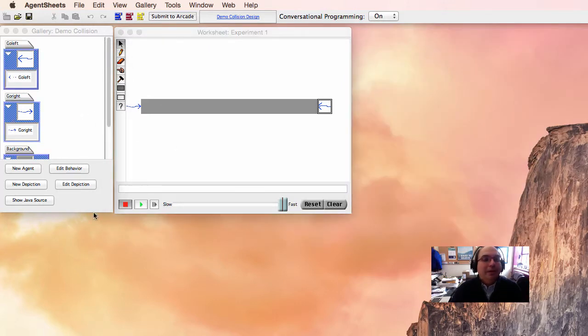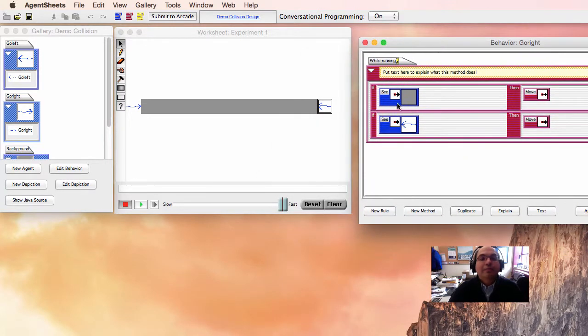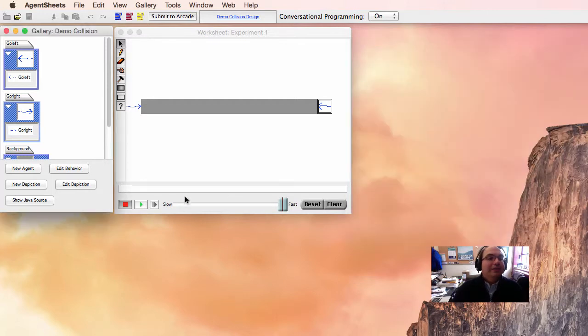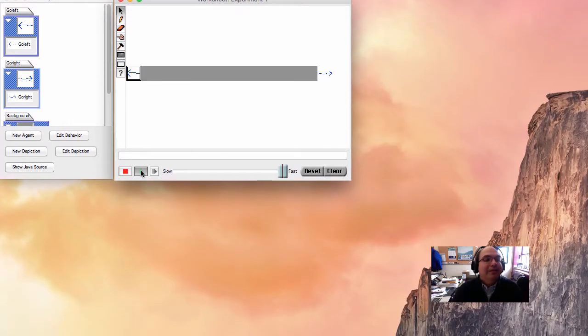And let's look at Righty. He just moves. He just always moves right. So let's see what happens. Look at that. Let's see it again. Yeah, they're completely missing each other. There's absolutely no effect. So let's step through it.